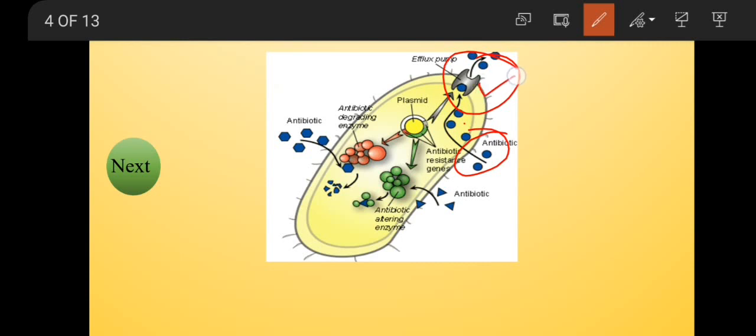So this function is being played by the efflux pump, and this gene is being stored inside the extrachromosomal DNA, which is also known as plasmid. So as you can see, these arrows here, and this one, all these genes are being integrated into the plasmid, and this virulent factor is being played by the plasmid.